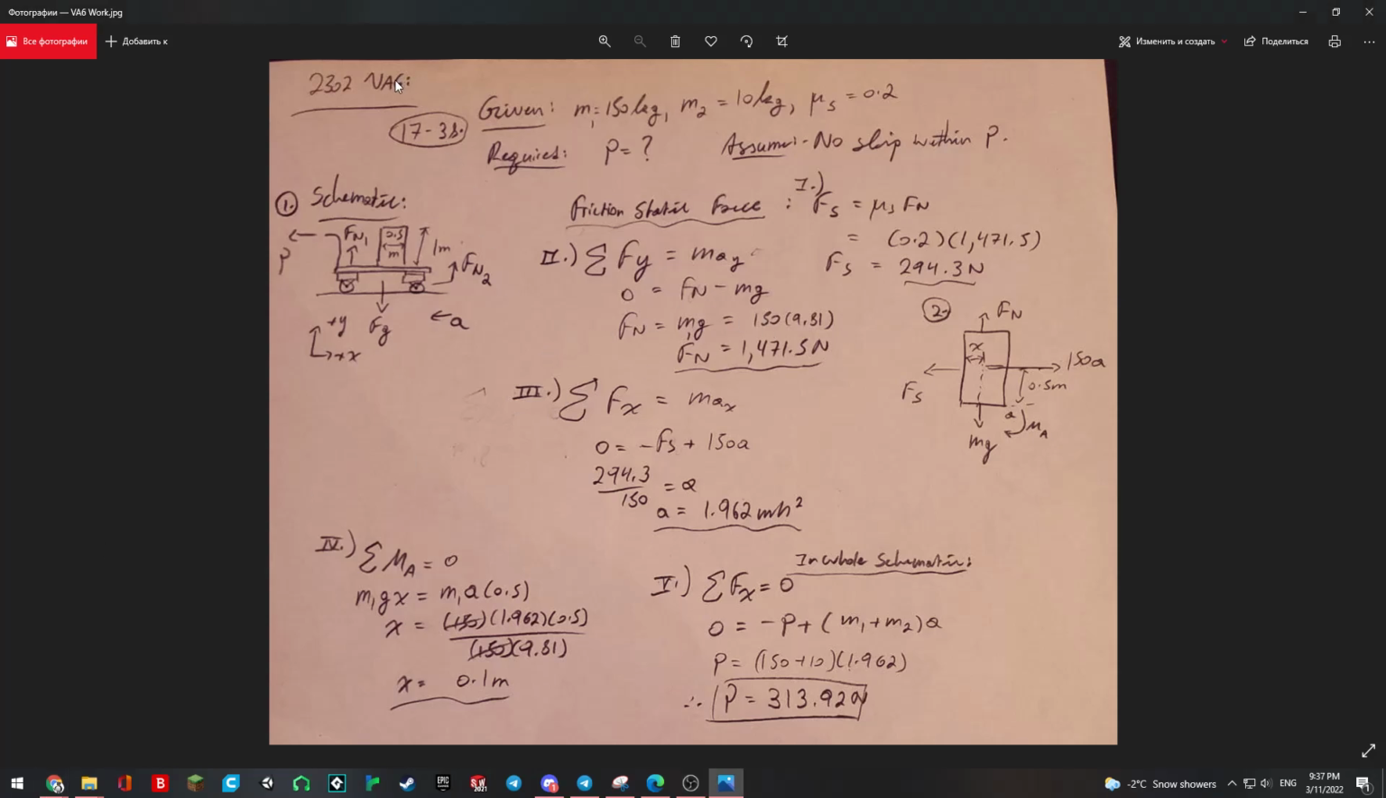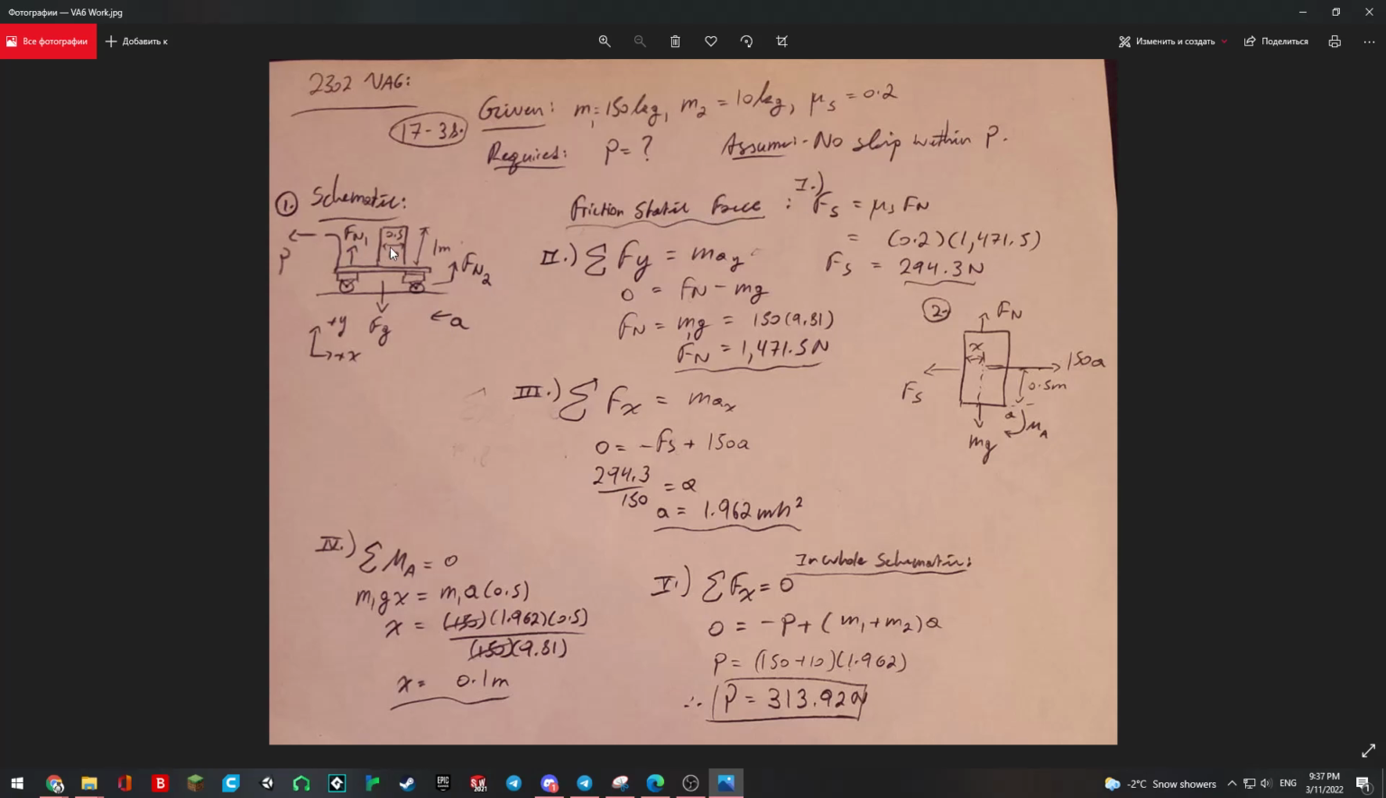Here's my solution for problem 17-38 of the 6 video assignment. First, we're given what the masses are. M1 is 150 kilos, M2 is 10 kilos. The coefficient of static friction is 0.2, which is unitless.